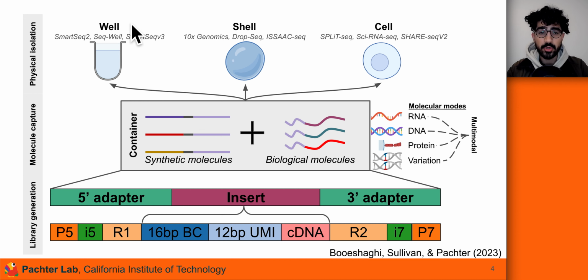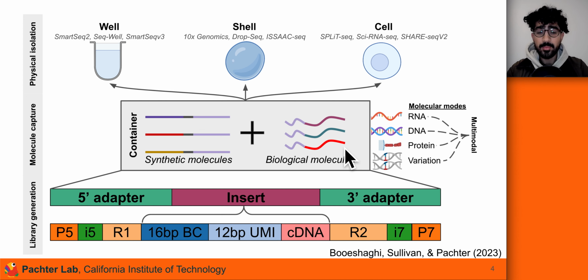Physical isolation can occur in wells, like in SmartSeq v2, in droplets, like in the 10x Genomics assay or in DropSeq, or the cell itself can be a container, like SplitSeq. And once containerized, cellular contents are then tagged with synthetic molecules, and various biological modes can be assayed, whether it be RNA, DNA, protein, or whatever.